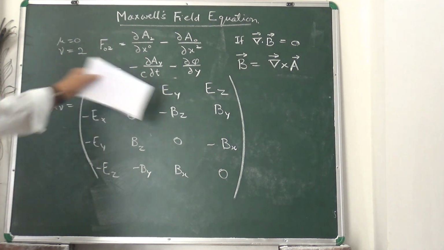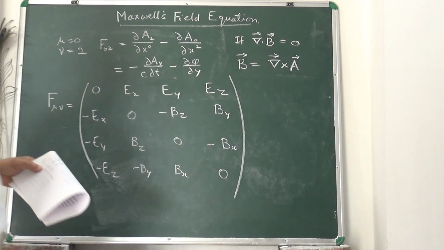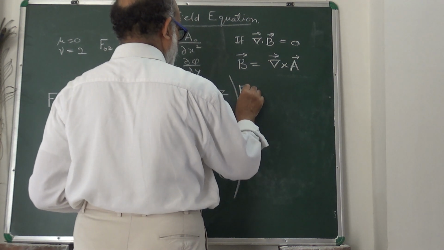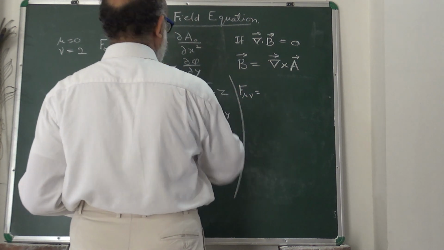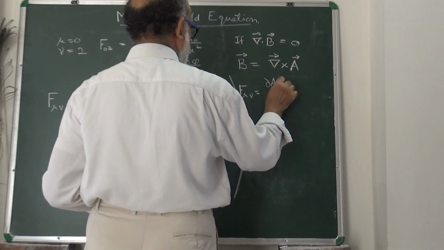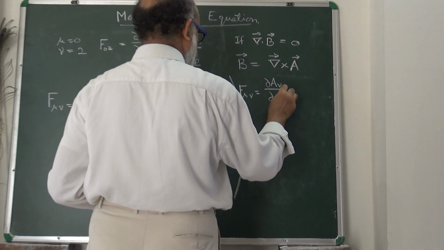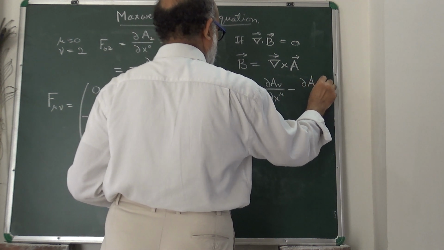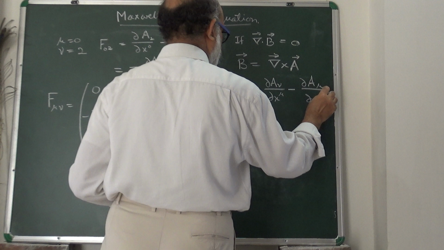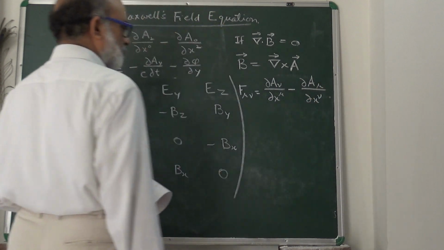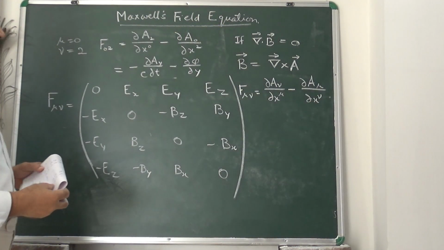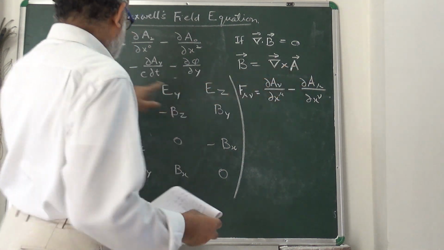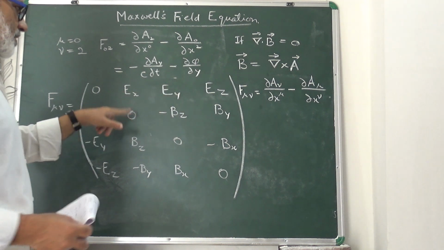So you get the whole tensor like this, and we have just written that F mu nu was delta A nu by delta x mu minus delta A mu by delta x nu. So this is our whole representation of this. The representation of this is this tensor.